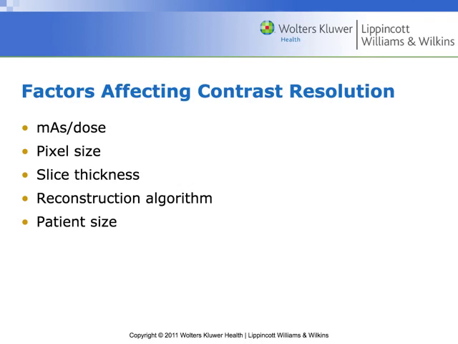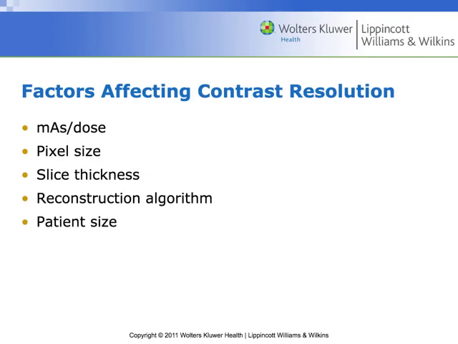Okay. Factors affecting the contrast resolution are going to be the mass or the patient dose. So for filter back projection, which is the predominance of what CT used to be, at least when this textbook was written, mass dose was directly tied to noise. As I decrease my mass, I increase my noise. If I want to decrease my noise, I need to increase my mass. They're inversely related. Okay?